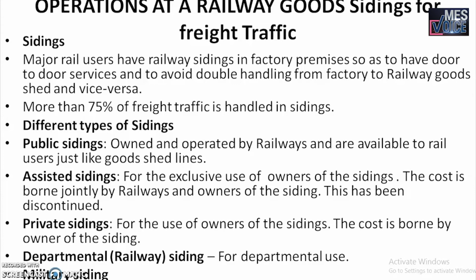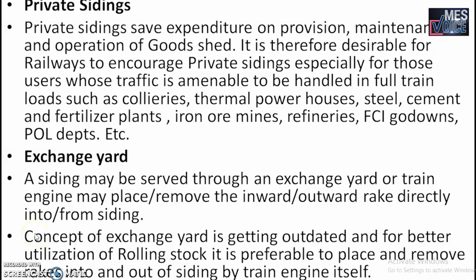So the cost will be jointly borne by the railway as well as the owners. There is a private siding. Private sidings are mostly laid by private persons or the owners of some companies. They mostly use the private sidings for parking the trains which come in front of their factories with their goods. Such sidings are used for loading and unloading directly into their factory.